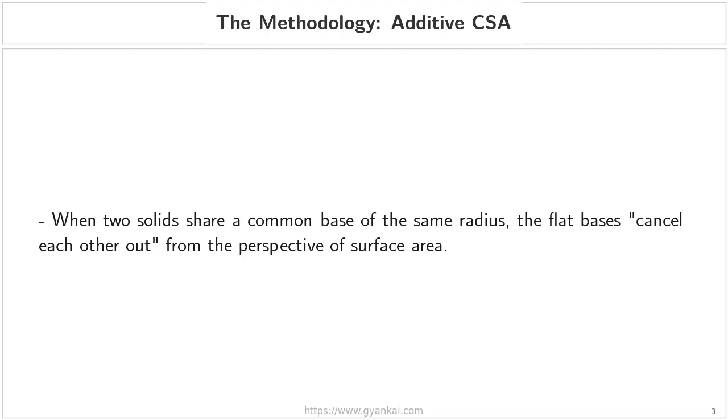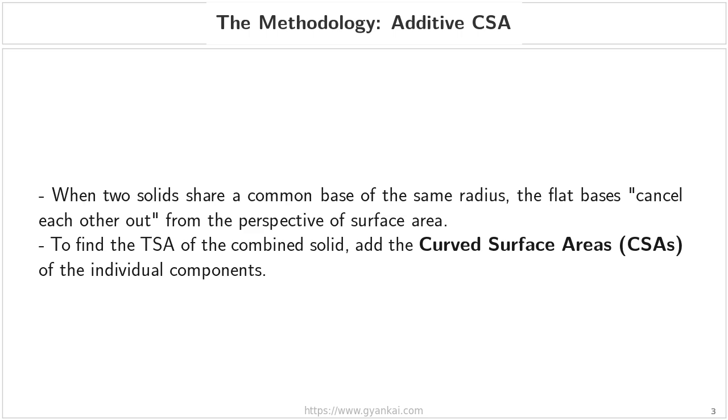The methodology, Additive CSA. When you have two solids that share a common base, meaning they have the exact same radius, those flat, circular bases effectively cancel each other out from the perspective of surface area. Why? Because, as we just discussed, they are no longer on the outside of the shape. Therefore, to find the total surface area, or TSA, of the combined solid, you don't need the full surface area of each part. Instead, you simply add together the curved surface areas, or CSAs, of the individual components.